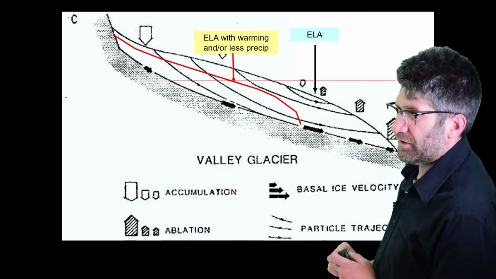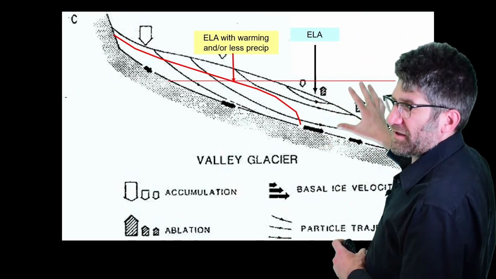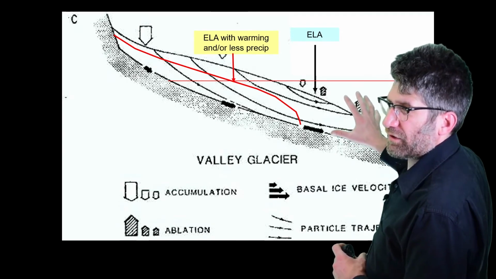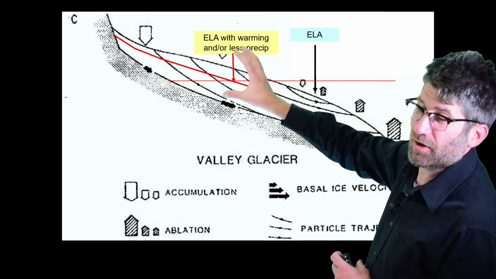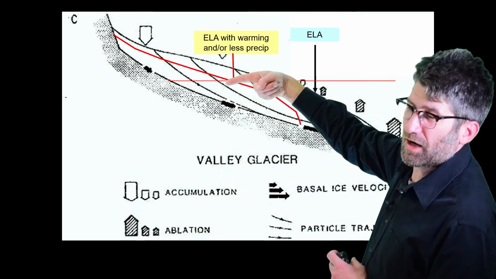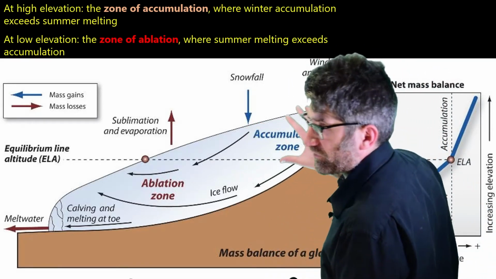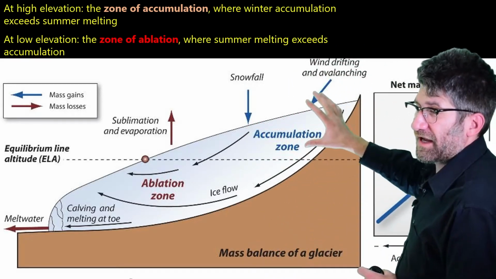Okay, so if we think about ELAs, if we have a warming or less precipitation, the glacier is going to get smaller. So our ELA will go up in elevation. Let's look at this in a little bit more detail. Here's a nice graph from your textbook, looking at the difference here.